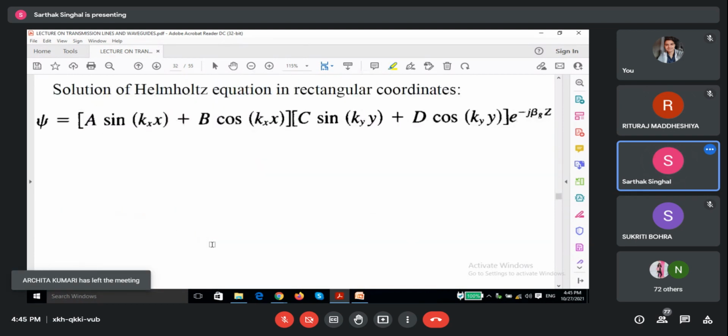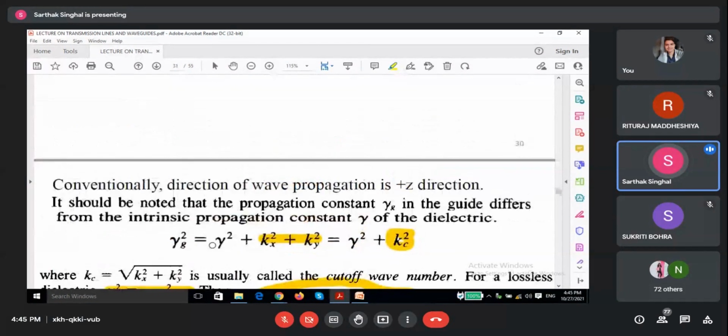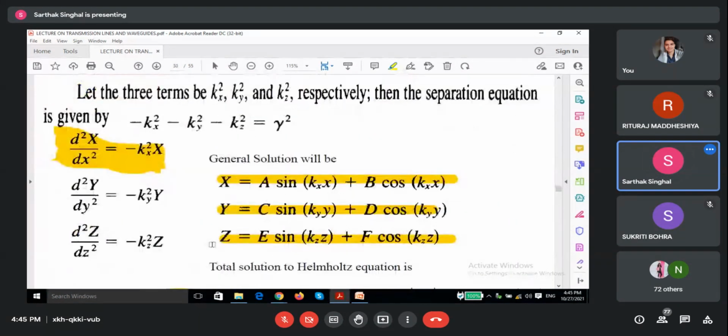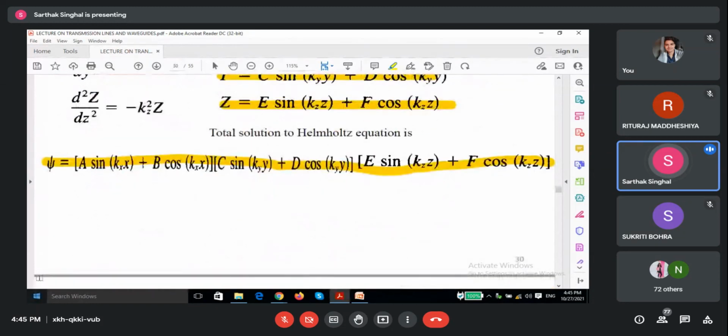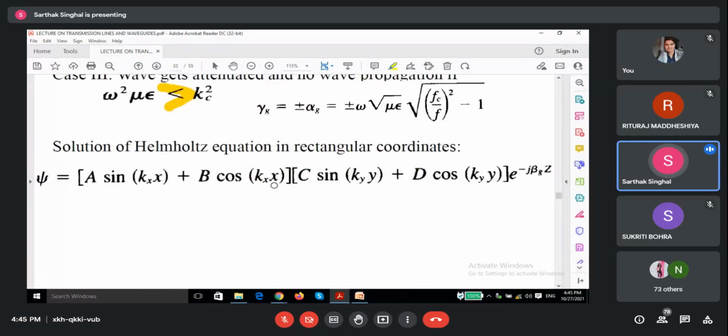So now, earlier we solved this equation and got psi equal to the multiplication of three functions. But since we are talking about the wave propagating along the z direction, the function of z will be replaced by only e to the power minus j beta g z.